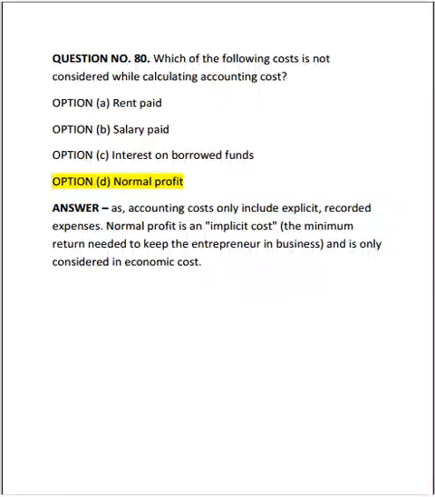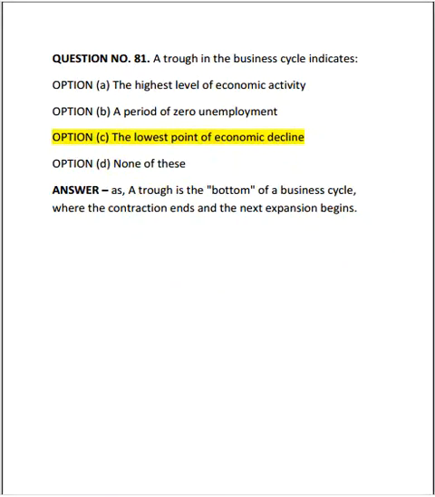Question No. 80. Which of the following costs is not considered while calculating accounting cost? Option A. Rent paid. Option B. Salary paid. Option C. Interest on borrowed funds. Option D. Normal profit. Answer. As accounting costs only include explicit, recorded expenses. Normal profit is an implicit cost, the minimum return needed to keep the entrepreneur in business, and is only considered in economic cost.